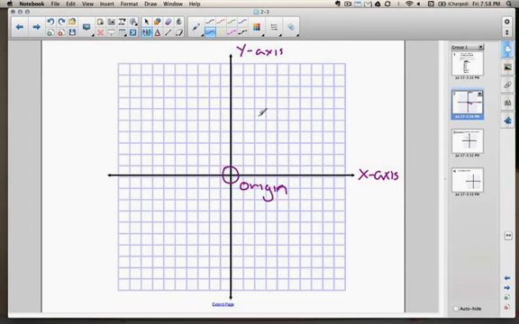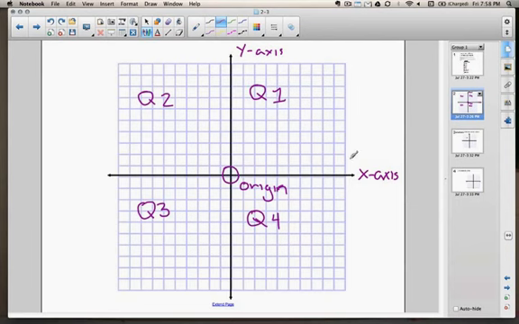The coordinate plane is divided into 4 quadrants. This is known as quadrant 1. This is known as quadrant 2. This one down here is quadrant 3. And this down here is quadrant 4. So they go around counterclockwise, starting in the upper right-hand corner, going around counterclockwise. 1, 2, 3, 4.